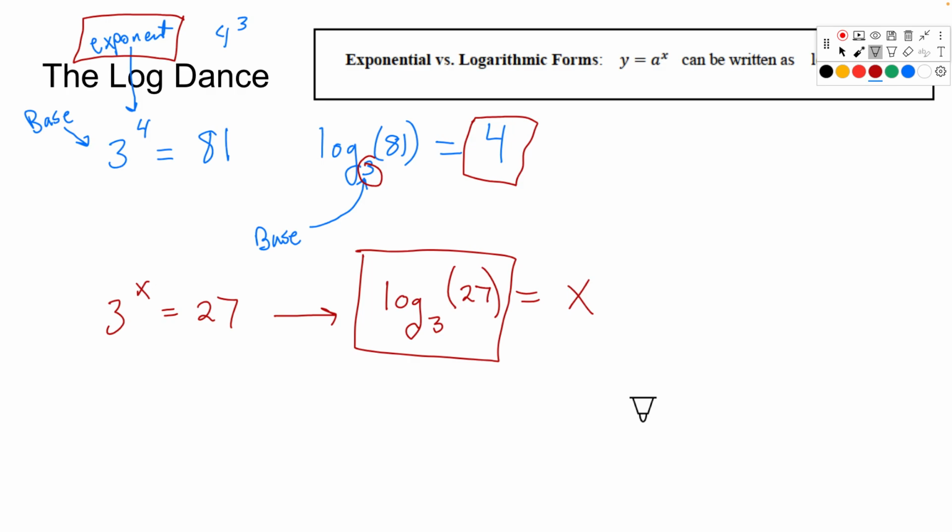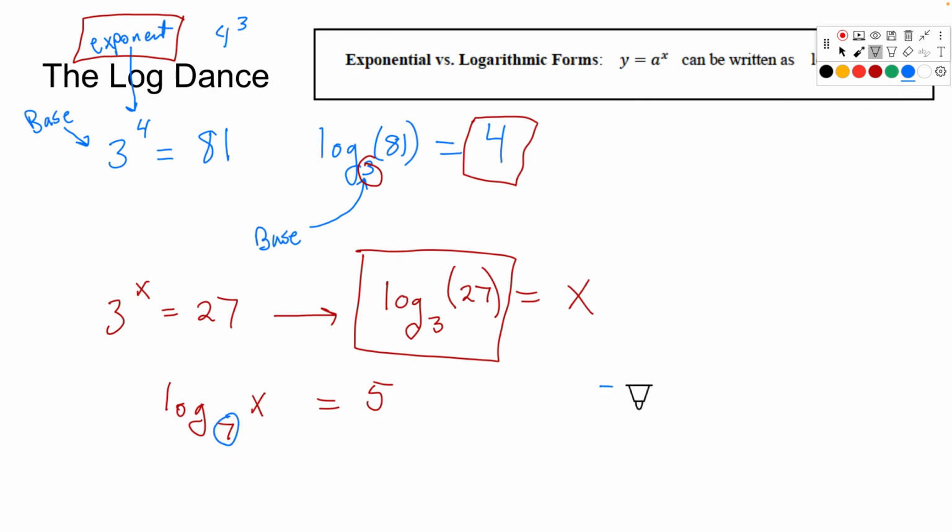Okay. And again, we could go both ways. If I have a logarithm, say log base 7 of x equals 5, can I do the log dance in reverse and come up with the exponential? I certainly can, and that's how I solve for x, right? What is the base?